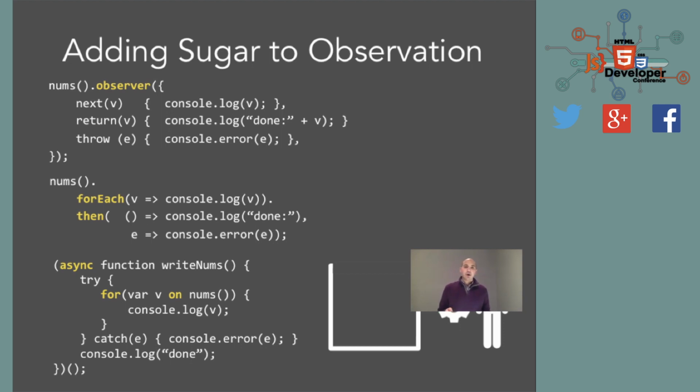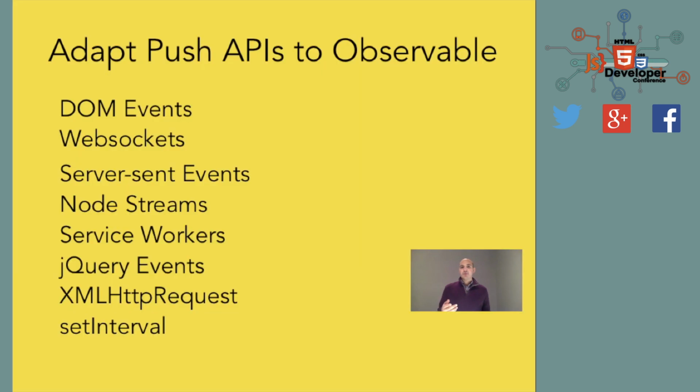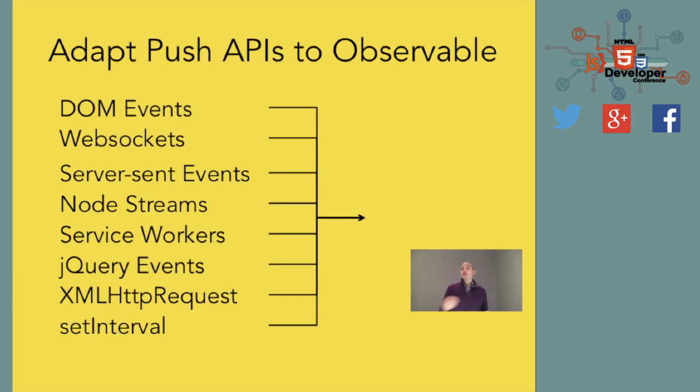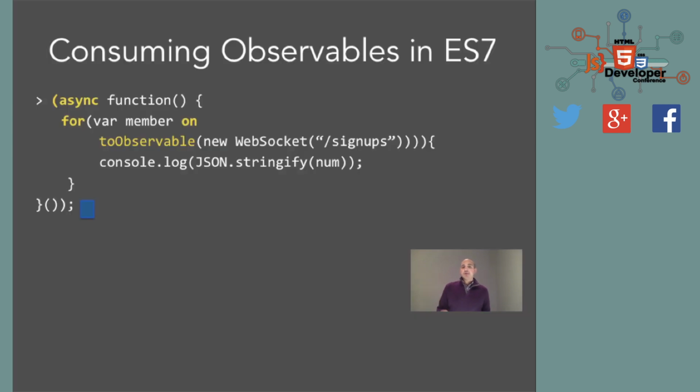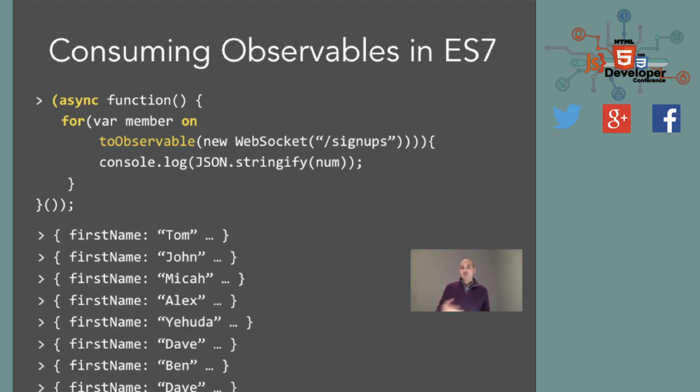And going forward, what we hope to see is on the web, lots of people start adapting existing push APIs to observable, assuming this proposal succeeds, of course. So you should be able to go out there, and even if an observable API doesn't really support this new interface, you should be able to write conversion functions. Here's an example of me using a toObservable method to adapt a WebSocket to this new observable interface, and then use a for-on method to list all the people who are, say, signing up for Netflix over time.